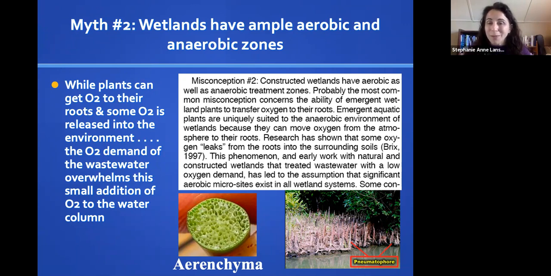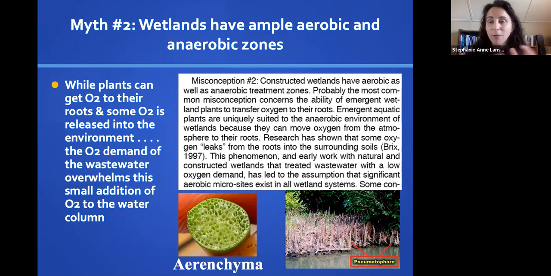It's probably the most common misconception, the ability of these emergent wetlands to transfer oxygen to the roots. Emergent plants are uniquely suited to the anaerobic environment of wetlands because they can move oxygen from the atmosphere to their roots. Research has shown that some of this oxygen leaks from the roots to the surrounding soil. This phenomenon, in early work with natural and constructed wetlands that treated wastewater with a low oxygen demand, has led to the assumption that there are significant aerobic microsites within all wetland systems. But again, this doesn't always happen within all systems.